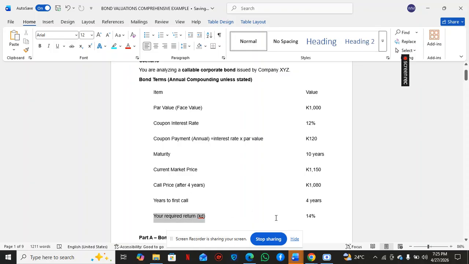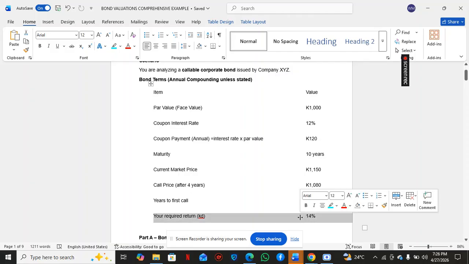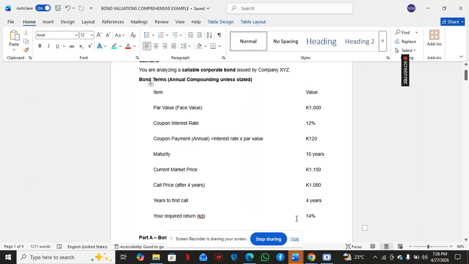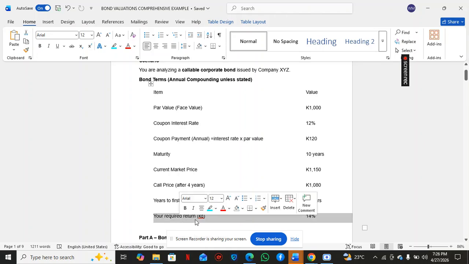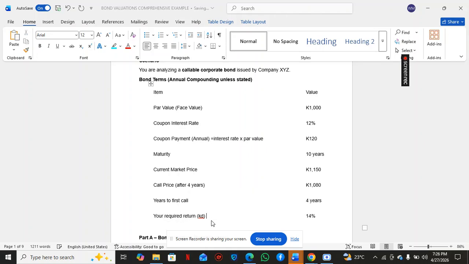Required rate of return, 14%. Sometimes you might also hear the word yield to maturity. Remember this: this will always be your discount rate for the bonds. Yield to maturity or required rate of return is always the discount rate for the bonds.